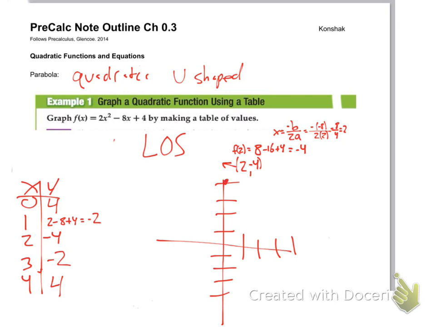Zero, 4, 4, 4. 1, negative 2, 3, negative 2, 2, negative 4. And there's your graph.